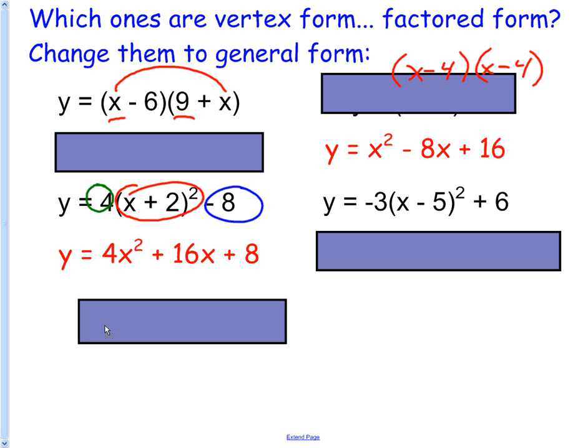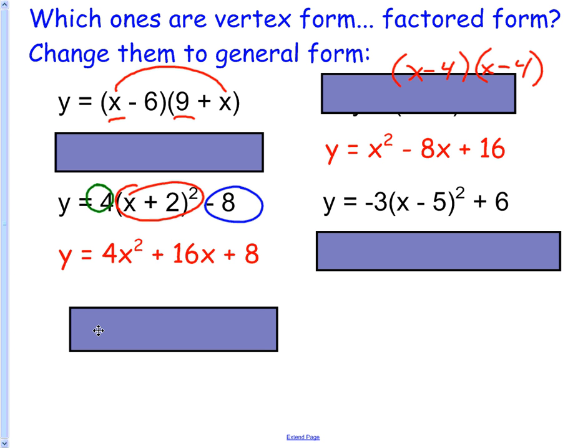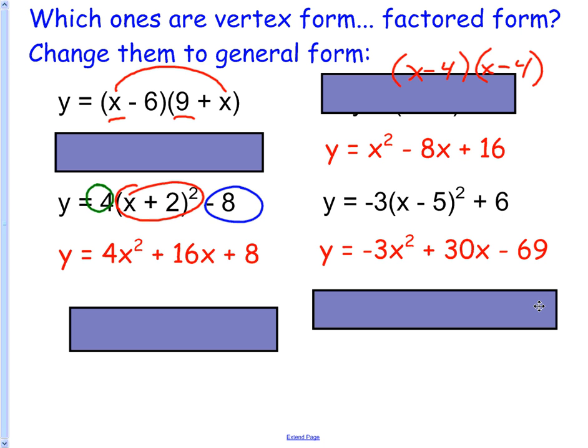We're back. Did you get that? 4x squared plus 16x plus 8. Raise your hand if you did. Okay, good. If you didn't, just look for your mistake. And the last one here. Negative 3x squared plus 30x minus 69. Raise your hand if you had all 4 of them right. That's most people. All right, good.